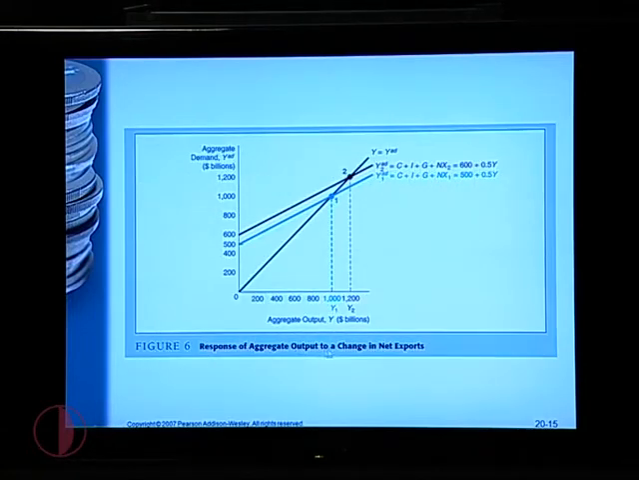Response of aggregate output to a change in net export. It means how aggregate output behaves or responds to a change in net export. We can see here at point A, or point 1, it was 500. But after 600 at point 2, it increased to 1200. This was the initial function, this was the new function, and this is our aggregate demand function.